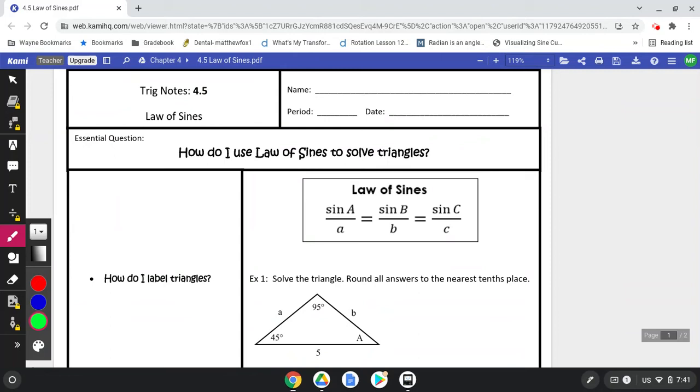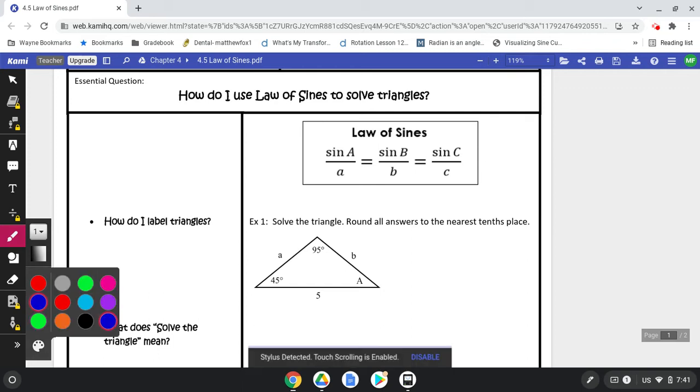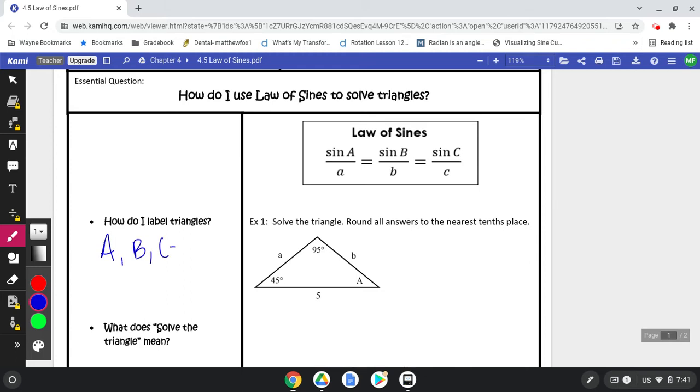Now, if we set up a ratio, you can see here the sine of A divided by a will be equal to the sine of B divided by b, which is equal to the sine of C divided by c. Now, if you're not sure what we mean by the A, the B, and the C, basically the capital letters A, B, and C, when they are capital, those are our angles.